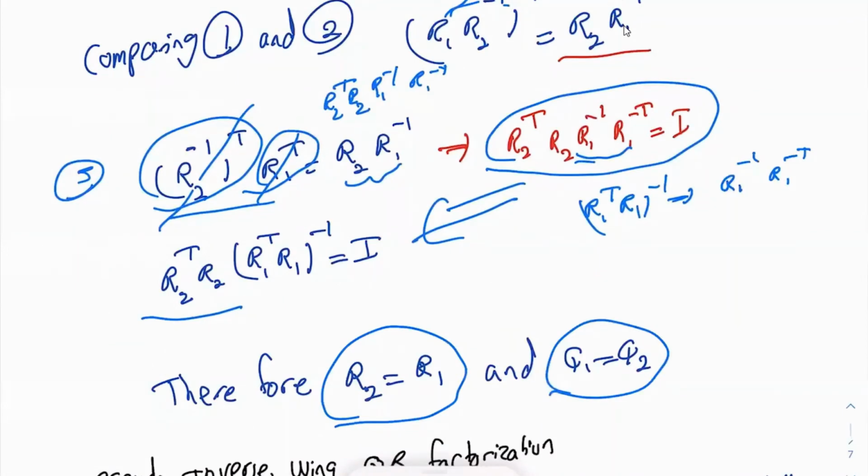There are many other ways to prove this, but this is just a little bit of proof to show that the QR factorization of a matrix is unique.